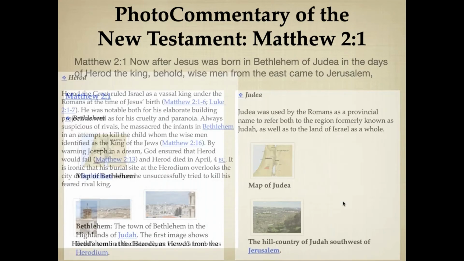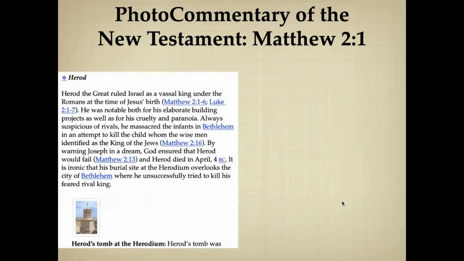But wait, there's more. It also mentions King Herod. So now we have the third subcategory of Herod. And here's a short introduction to Herod along with hyperlinks to the verses which mention him. And then here's a picture. This is Herod's tomb, a reconstruction. It's not the original because it was destroyed. This is a reconstruction of Herod's tomb at the Herodium, near where they found the sarcophagus that I showed you earlier. And then yet there's more.